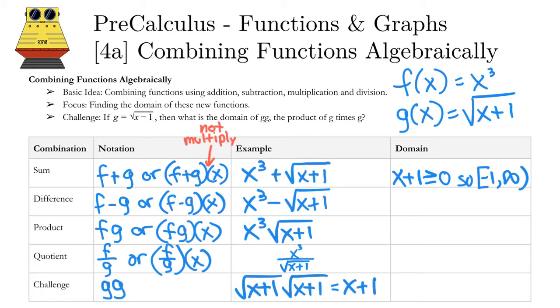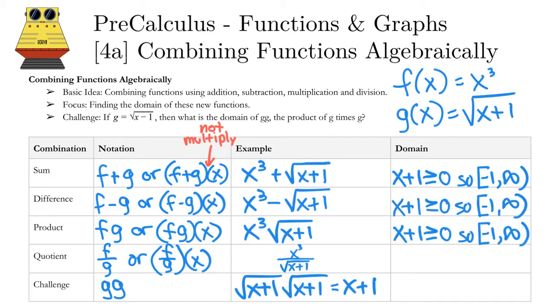For the difference of the 2 functions, we have the same situation, the square root of x plus 1. So x plus 1 must be greater than or equal to 0. Thus, the domain is the same. And for the product, we have the same situation. x plus 1 is greater than or equal to 0, and it has the same domain.